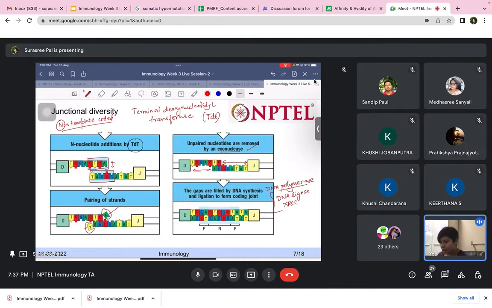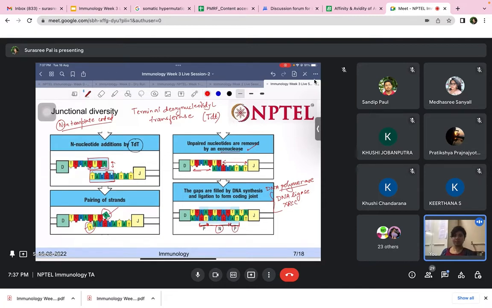So now you can see here, these are the P nucleotides which are added. P, why? Because they are palindromic, so that is why they are P. These are the random nucleotides which are non-template coded, which are N nucleotides, and then again at this end also there are some P nucleotides.